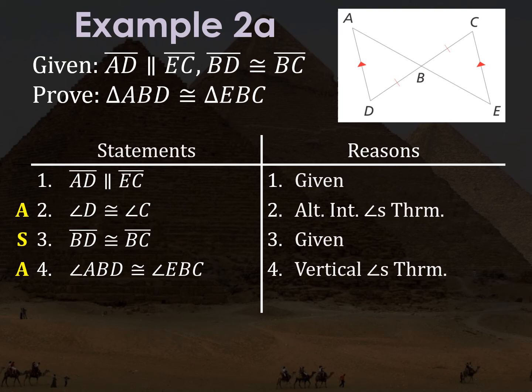So now we have two pairs of angles that are congruent and the side that's included. So let me mark these again so you can kind of see. So side BD and BC are the included side. Thus, statement 5, triangles ABD and EBC are congruent by ASA, angle side angle.